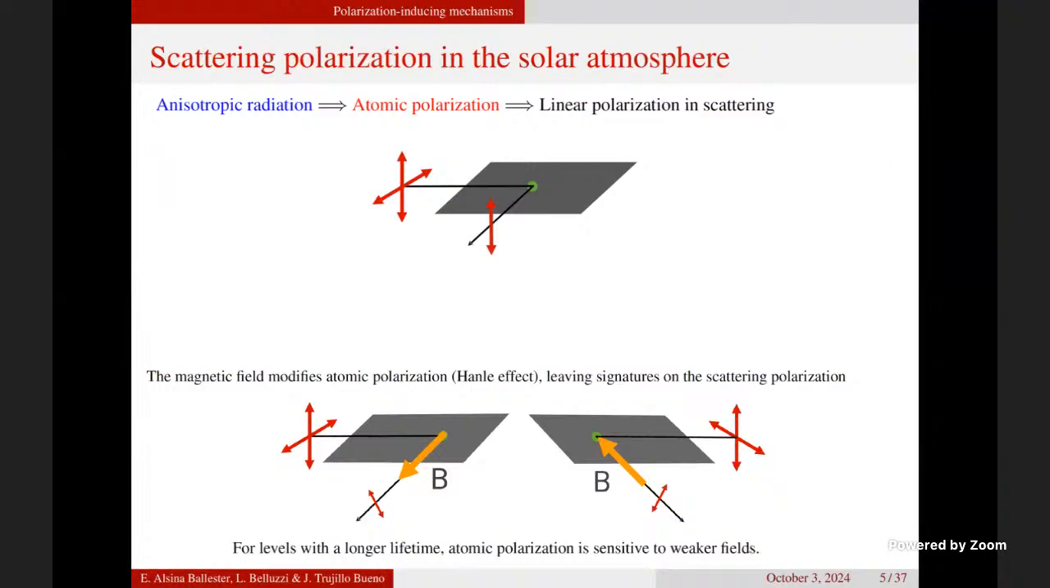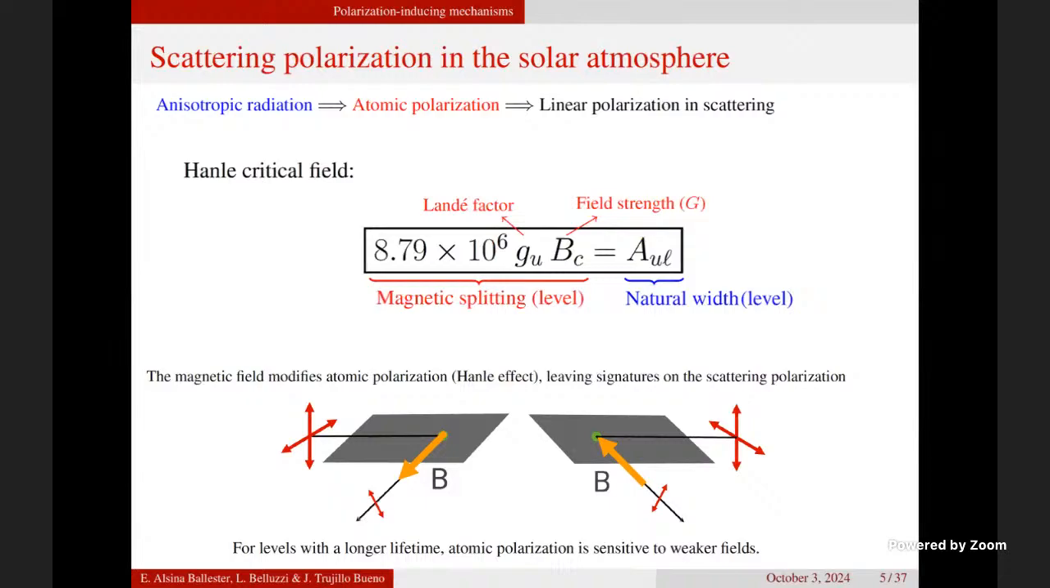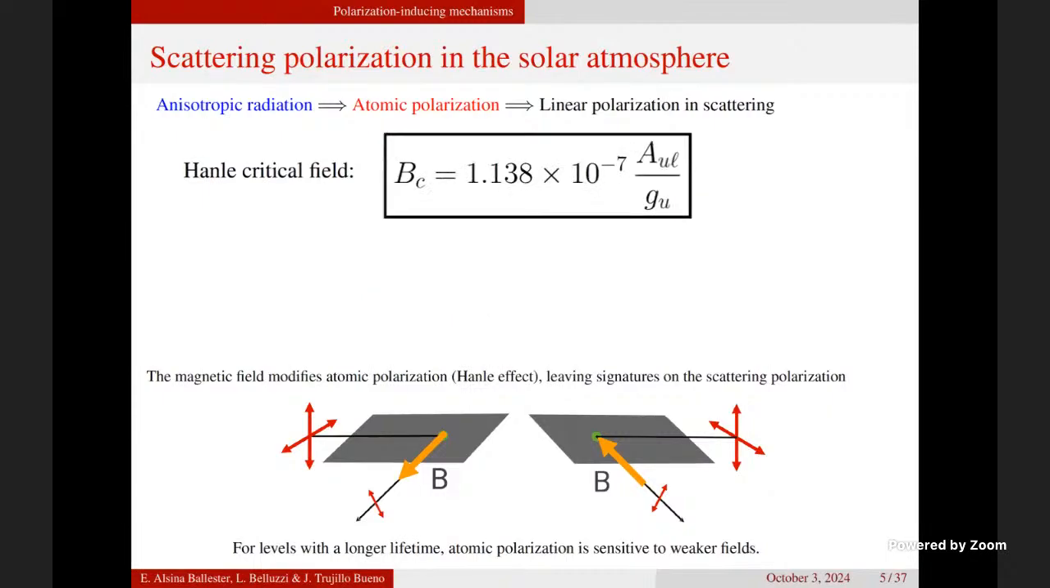Now, for levels with a longer lifetime, the magnetic field has more time to destroy this atomic polarization before the excitation, and therefore they are sensitive to weaker magnetic fields. Indeed, the Hanle effect operates when the magnetic splitting of the level is comparable to its natural width, given here by the oscillator strength or the Einstein coefficient. This allows us to derive the so-called Hanle critical field, which is proportional to the Einstein coefficient and therefore inversely proportional to the lifetime of the level under consideration.